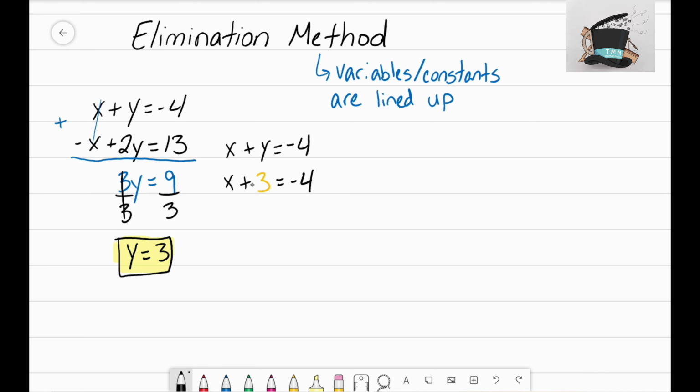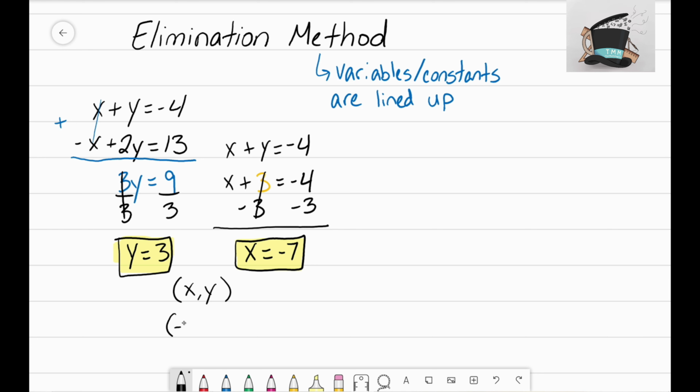So since I have x plus 3, well, in order to undo the plus 3, I would need to subtract 3 on both sides. These 3's zero out, and I'm left with x equals negative 4 minus 3. That becomes negative 7. So now I have my y variable, I have my x variable. I can write my final answer as an ordered pair, as an xy coordinate, where my x is negative 7, comma, 3.